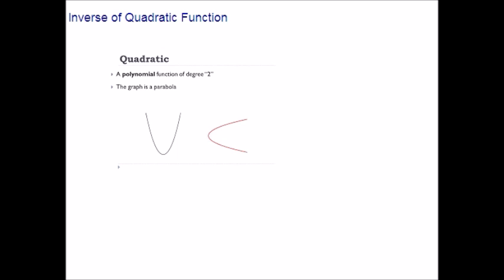The topic that we are going to discuss in today's video is the inverse of a quadratic function. A quadratic function is nothing but a polynomial function with degree 2. The graph of the parabola will look U-shaped; either it would open upwards, or it would open right or left. Now let us discuss how to find the inverse function of a quadratic function.